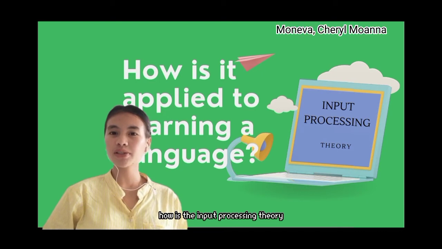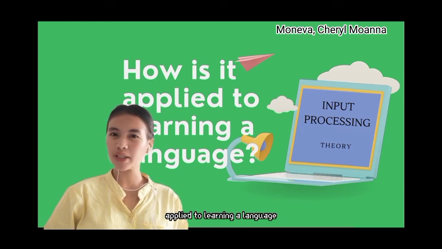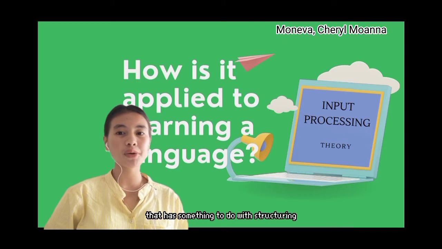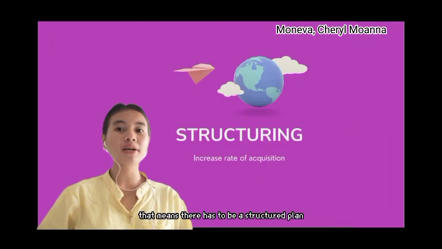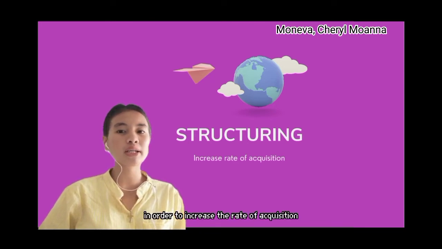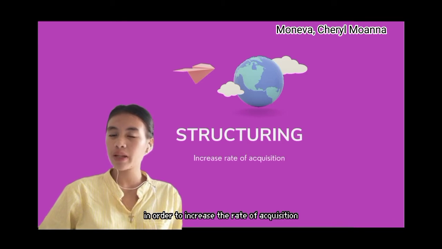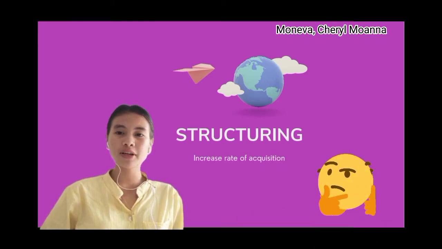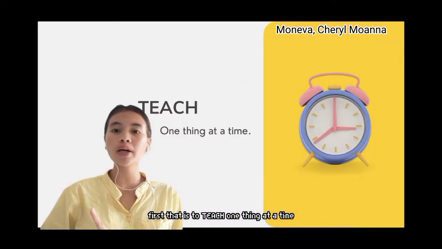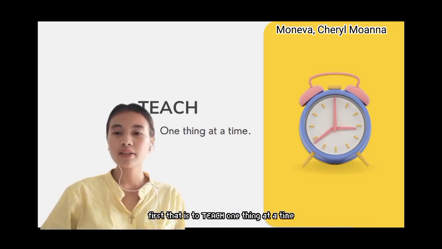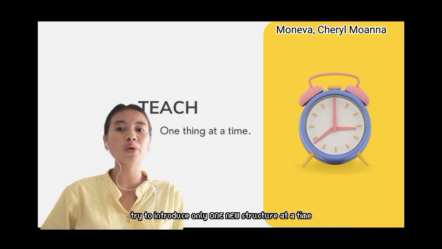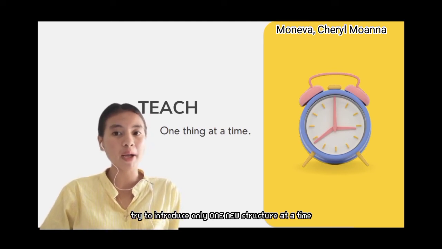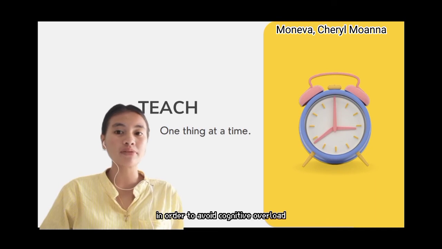How is input processing theory applied to learning a language? That has something to do with structuring. And what do I mean by that? That means there has to be a structured plan of the input in order to increase the rate of acquisition. And how can we do that? First, teach one thing at a time. Do not overburden the student. Try to introduce only one new structure at a time in order to avoid cognitive overload.